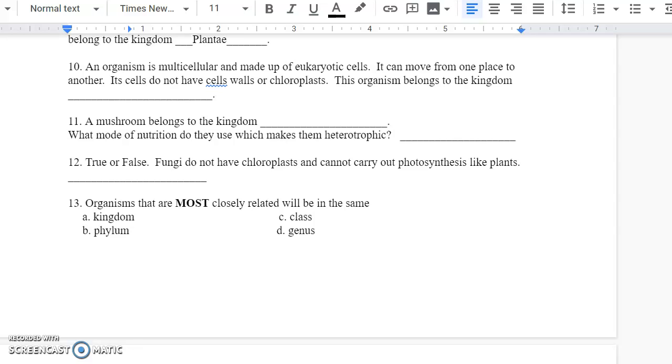It can move from one place to another. So it's probably not a plant. I don't know too many plants that get up and move around. Its cells do not have cell walls or chloroplasts, so no, definitely not a plant. So if it's multicellular and can move from place to place, this organism belongs to Kingdom Animalia. It's going to be an animal.